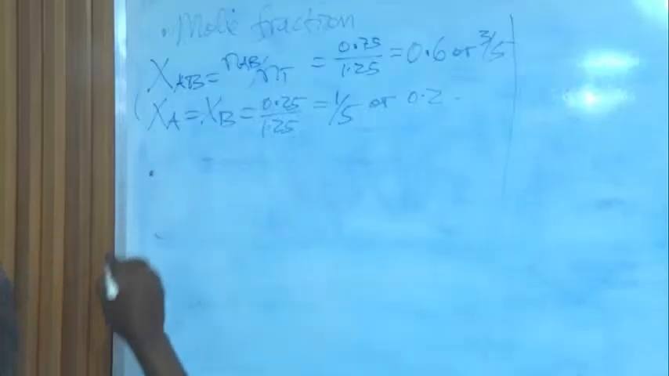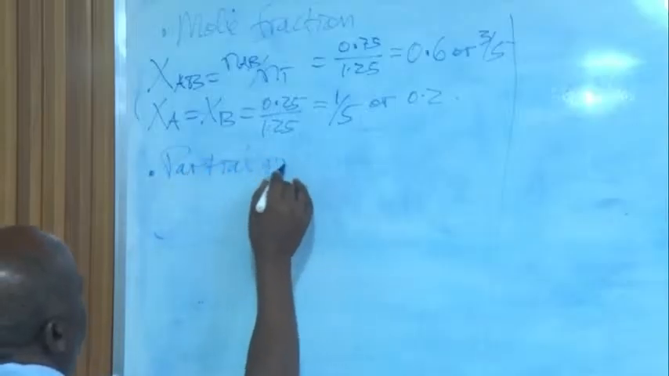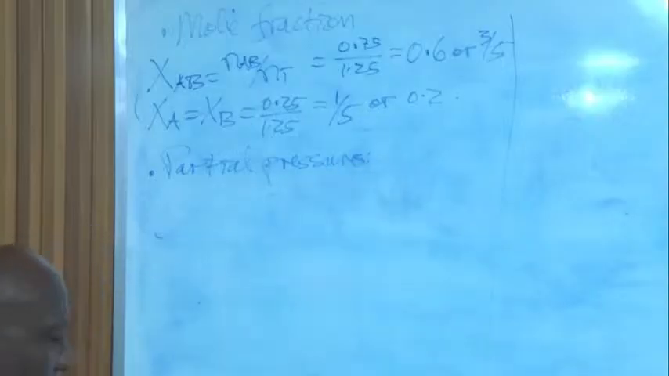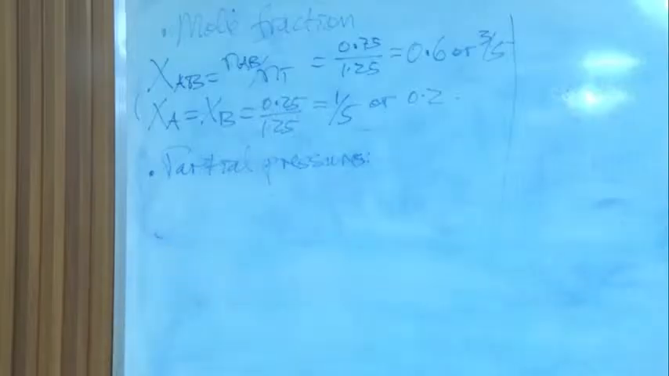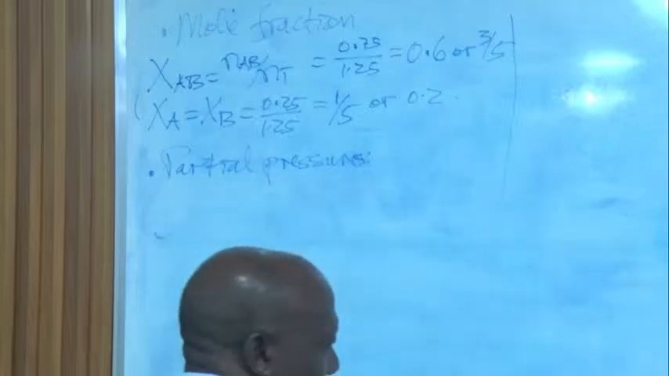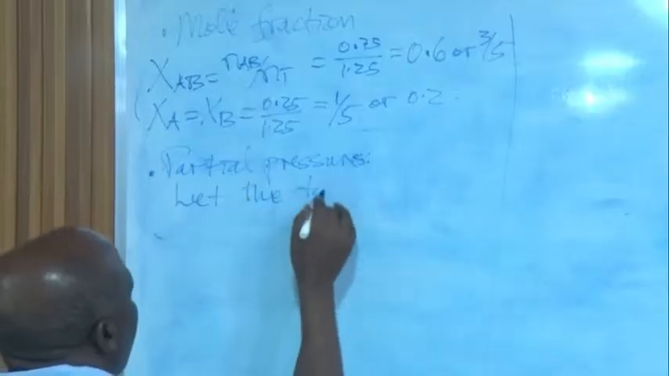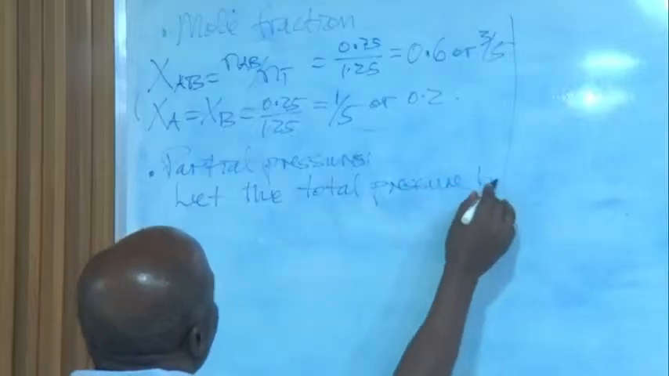Now we go to the partial pressure of each gas component. Normally the partial pressure is given as the product of the mole fraction of a given gas times the total pressure of the system. So let the total pressure be PT.